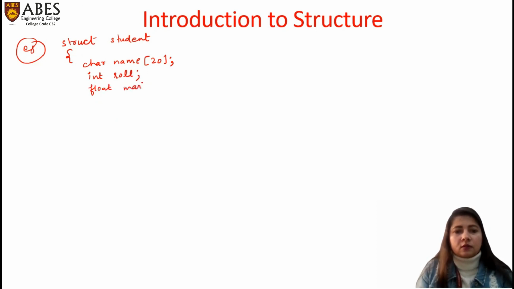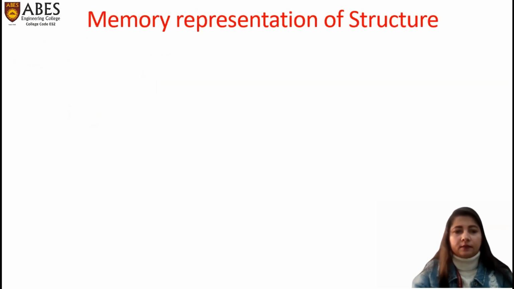Float marks. And let's say int age. Now I'll declare a structure variable, let's say S. If I want to store information of a single student, then I'll take a single variable named S. Now how this structure variable will be allocated memory, let's see in the next slide.